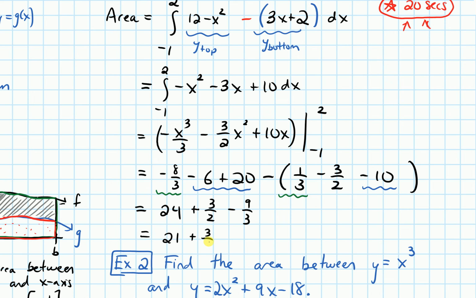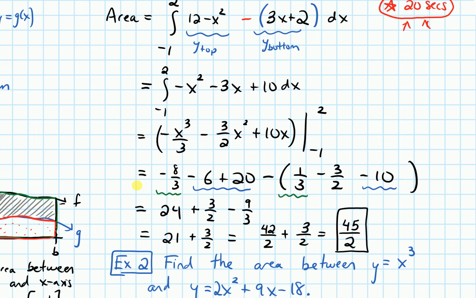21 plus 3 halves. And getting a common denominator, 21 will become 42/2. Multiply top and bottom by 2 to get that. Plus 3 halves. I need a common denominator so I can add these fractions. So on the top I get 45, on the bottom we get 2, and that's our answer. That's the area between these two curves.